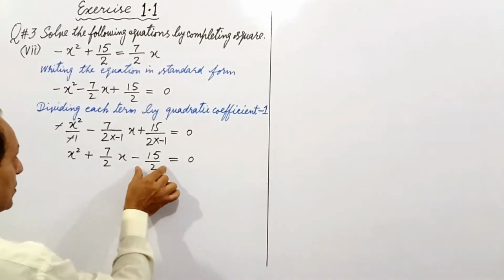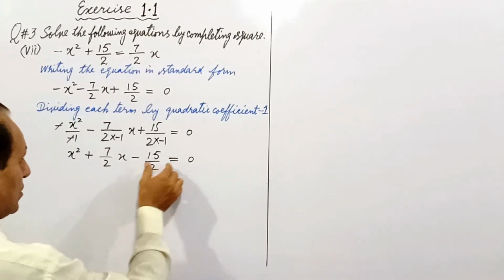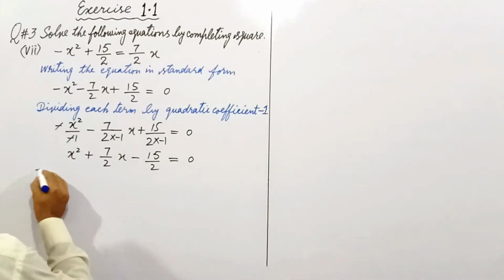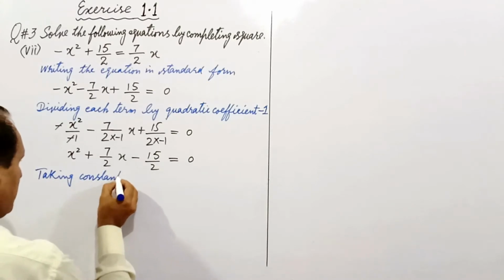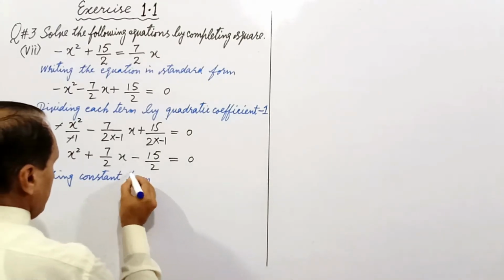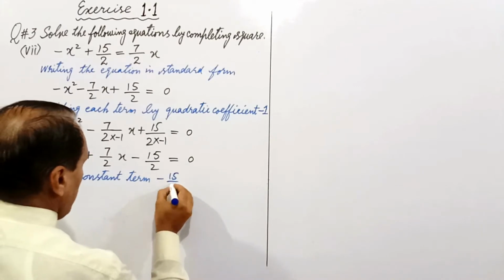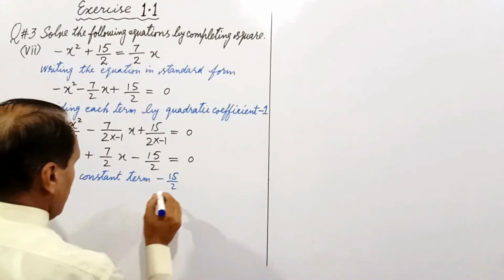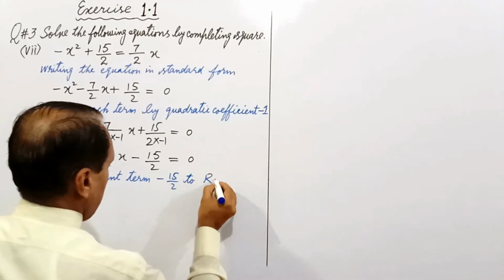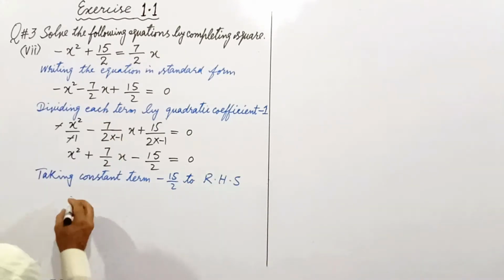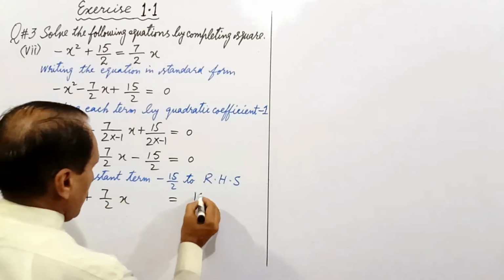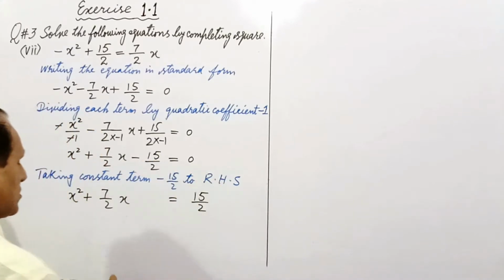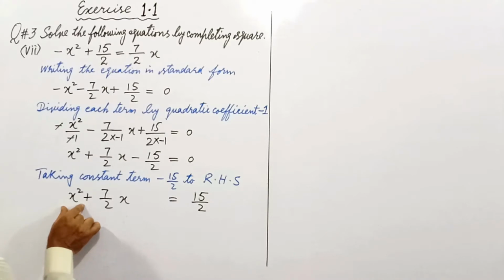In the next step, we take 15 over 2, the constant term, to the right hand side. Taking constant term minus 15 over 2 to right hand side, we get x square plus 7 over 2x is equal to 15 over 2. As it is taken to the right hand side, it will become plus 15 over 2. Now we have the first term of the perfect square.